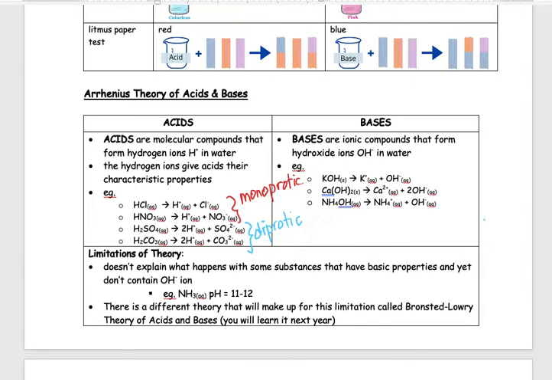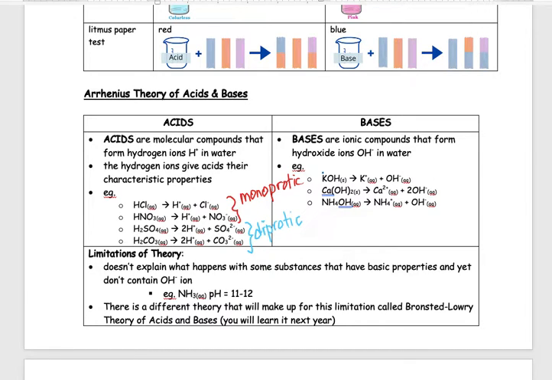So you're seeing potassium hydroxide becomes potassium and hydroxide, calcium hydroxide, and then here's ammonium hydroxide. It becomes ammonium ion and hydroxide. Okay. All right. So those are the kind of the definitions of the acids and bases.